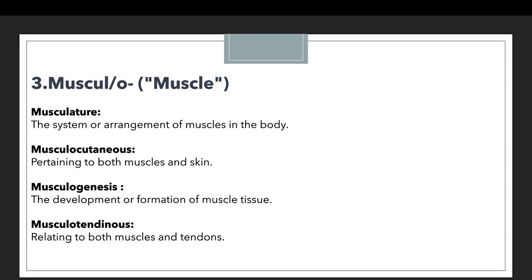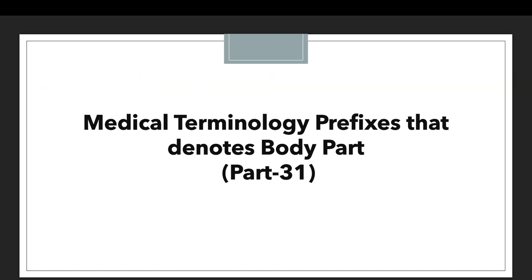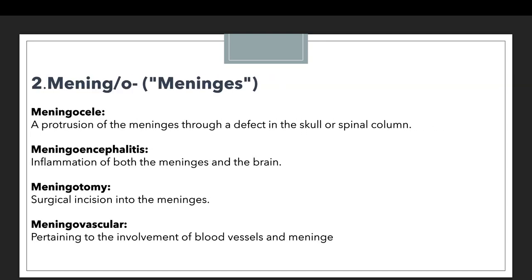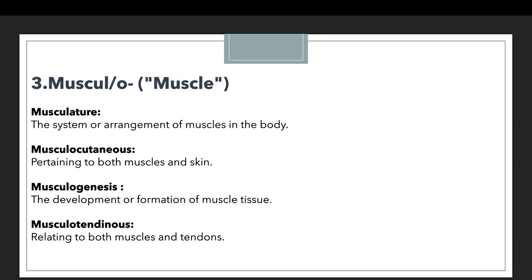In the fourth example, we are talking about musculotendinous, which means relating to both muscles and tendons. Okay, so these are all examples for the muscul or musculo prefix, which is used to denote information related to muscle. Okay, so these are the three prefixes which I would like to share with you all in this session. I hope it is clear to all of you.